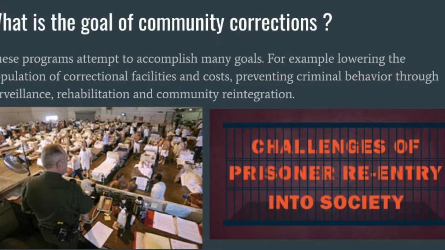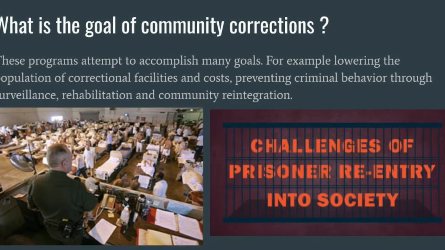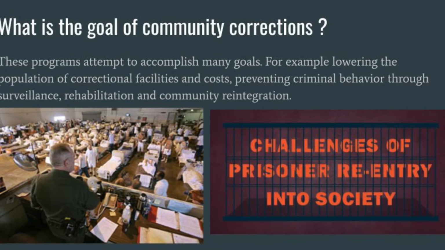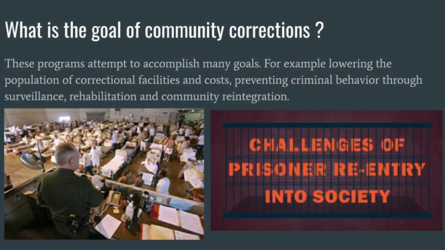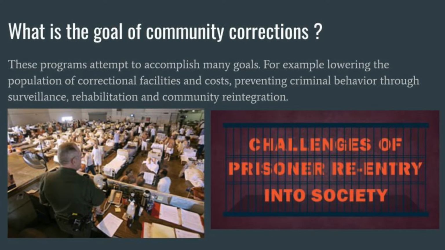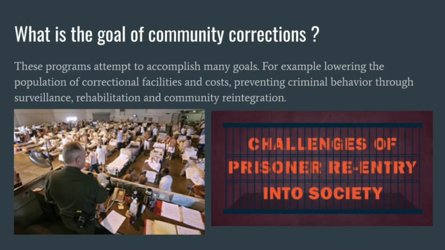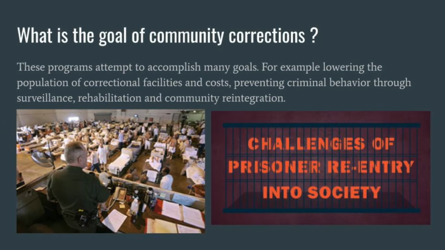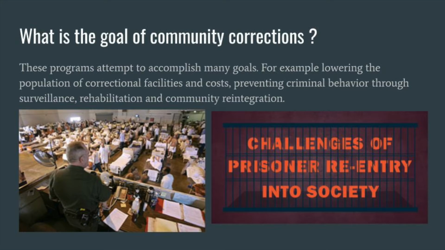The main goals are to prevent future criminal behavior through surveillance, rehabilitation, and community reintegration, and also to reduce the rate and number of people sentenced to state correctional facilities. Another goal is to reduce tax revenues spent on corrections by transferring both the cost and the funding to less expensive local correctional facilities, and to reduce the prison population.